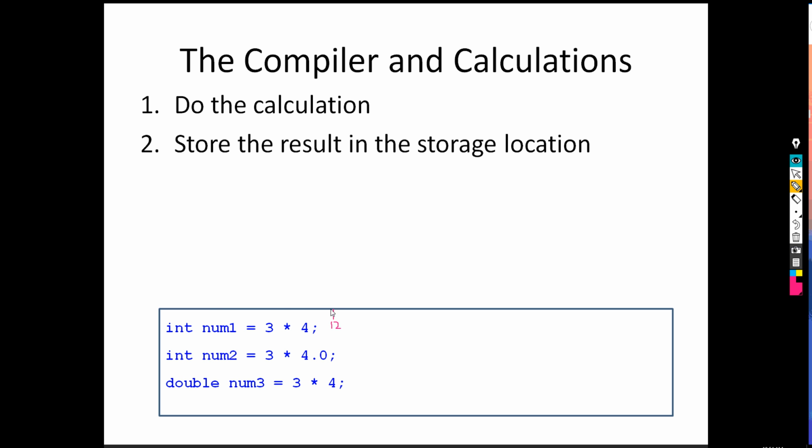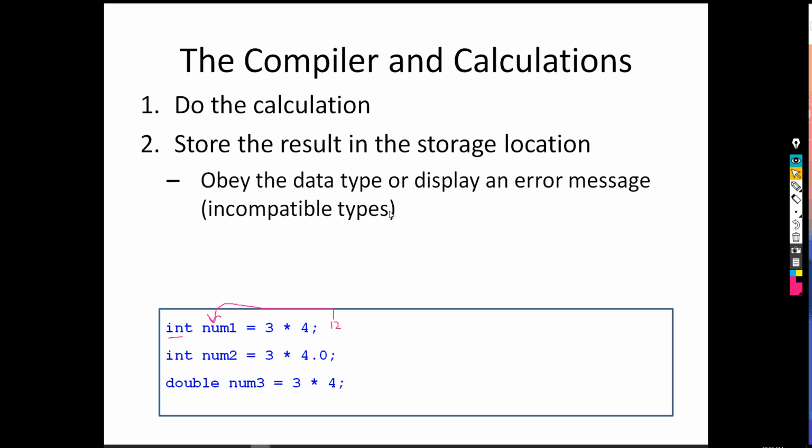So it's going to take this 12 and try to store it in num1, which is an int. Now, this is very important. The compiler's result has to obey the data type or display an error message. It's going to do one of the two. So it's taking an int and storing it in an int, which is fine. So it obeys the data type, and it stores a 12 in that memory location.